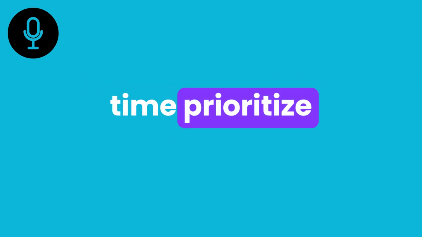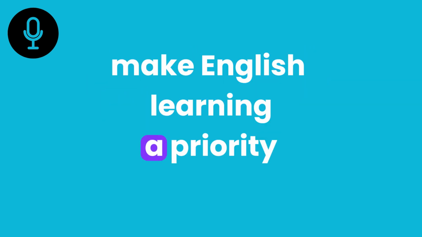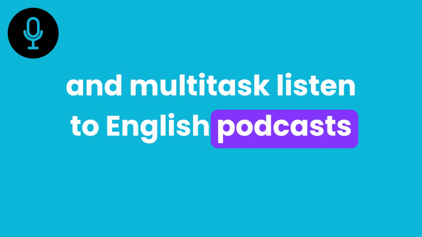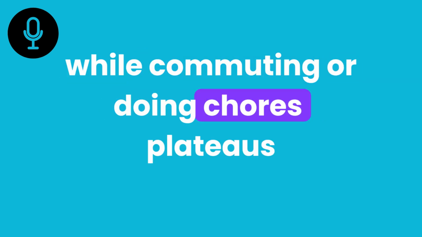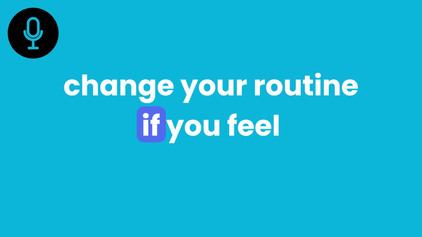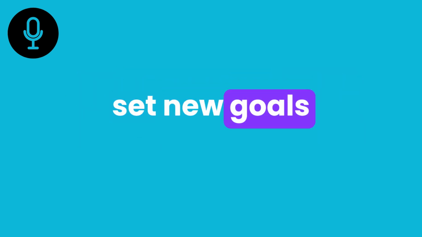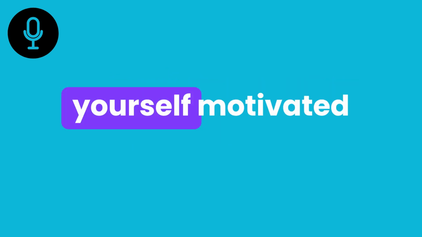Lack of time. Prioritize. Make English learning a priority by scheduling it into your daily routine. Multitask: listen to English podcasts or audiobooks while commuting or doing chores. Plateaus. Change your routine. If you feel stuck, try changing your study methods or materials. Set new goals. Set new, challenging goals to keep yourself motivated.